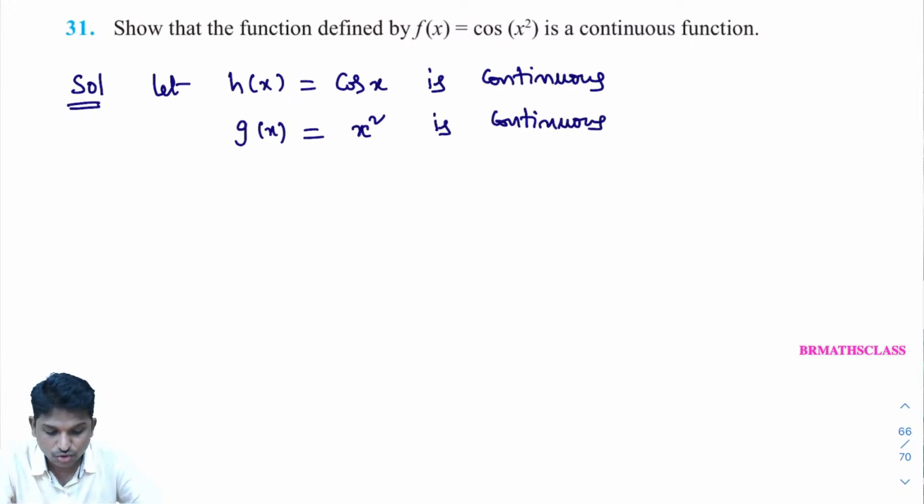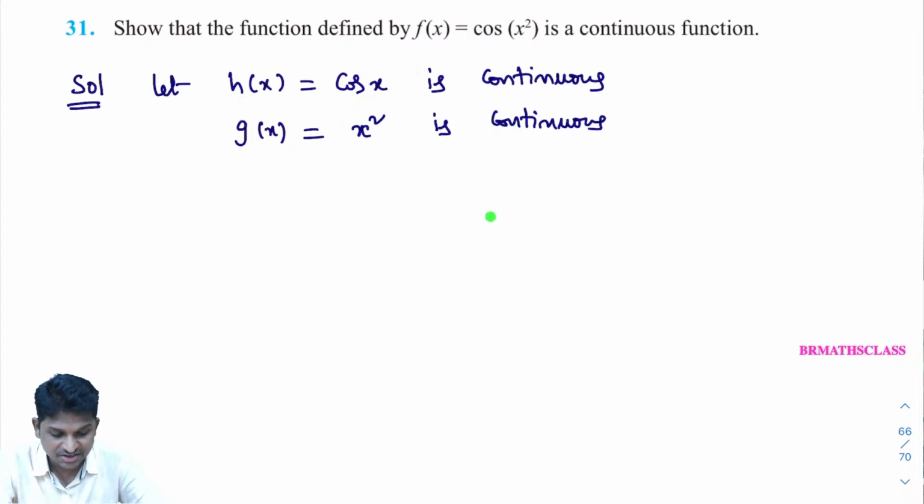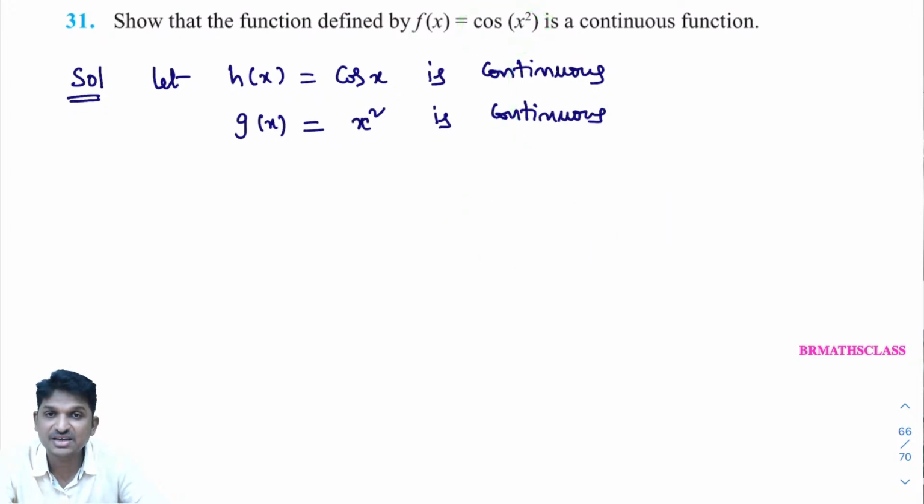Now what do you know here? h of x is continuous, g of x is continuous. You know that h circle g is continuous, and g circle h is also continuous. Now you need to check h circle g and g circle h. You need to check both. Whichever one gives you this function, we will take that one.